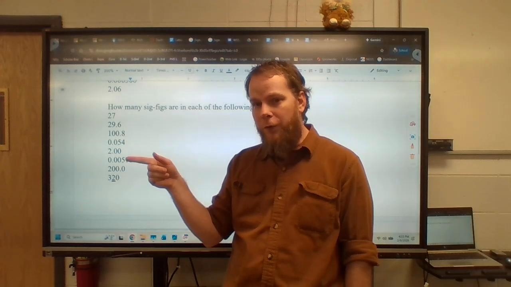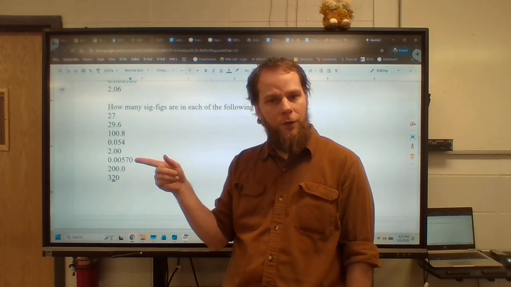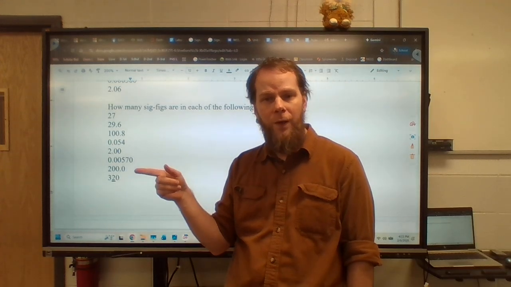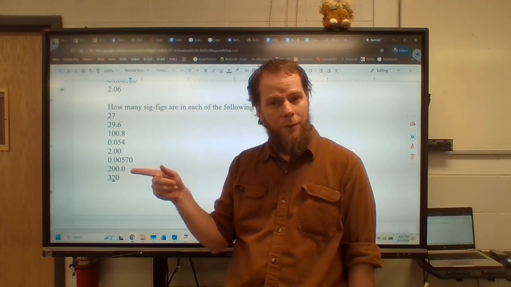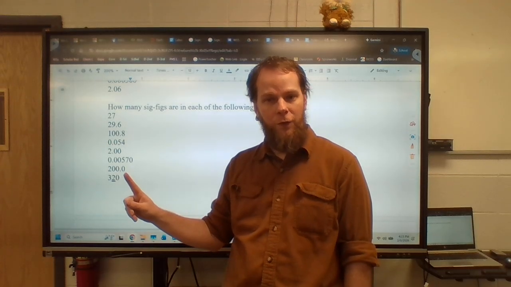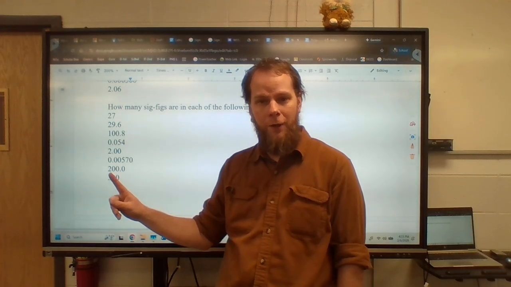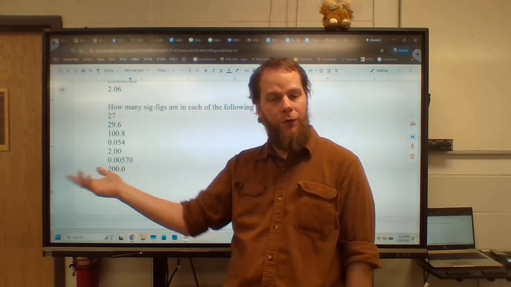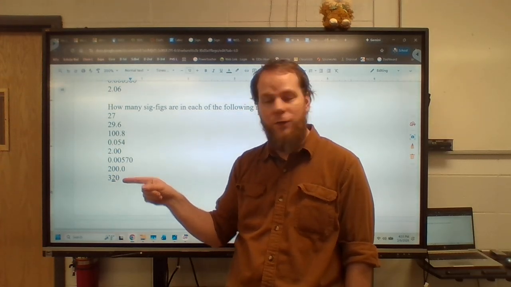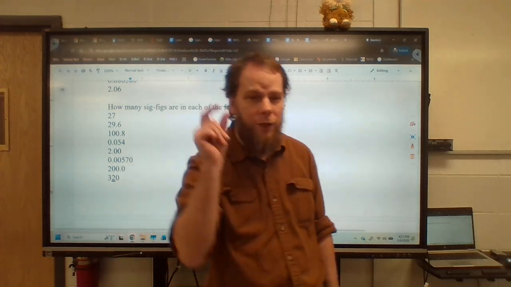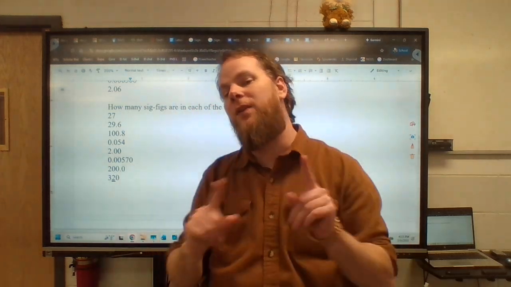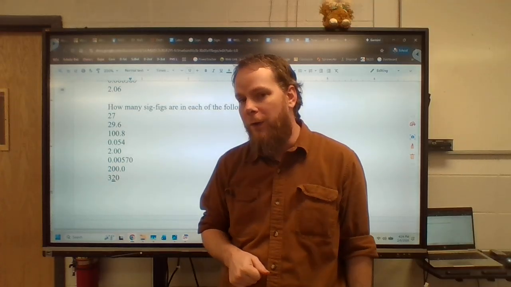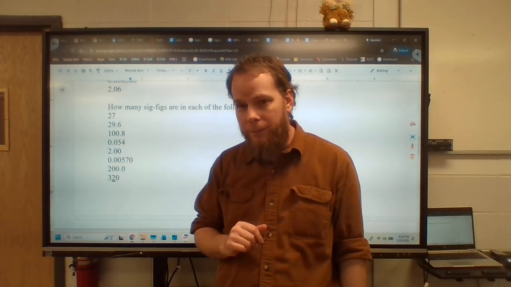0.00570, those first 3 are leading. They do not count. This last one is trailing, and we wouldn't have it if it wasn't significant. So this is 3. This one's going to be 4 because this one has to be significant. We wouldn't have written it otherwise. 2 is significant. These 2 zeros are between these 2, so they're all significant. And then the last one here, 320, the 2 is underlined. That means it is the last sig-fig. So there are 2 sig-figs in this 3-digit number.